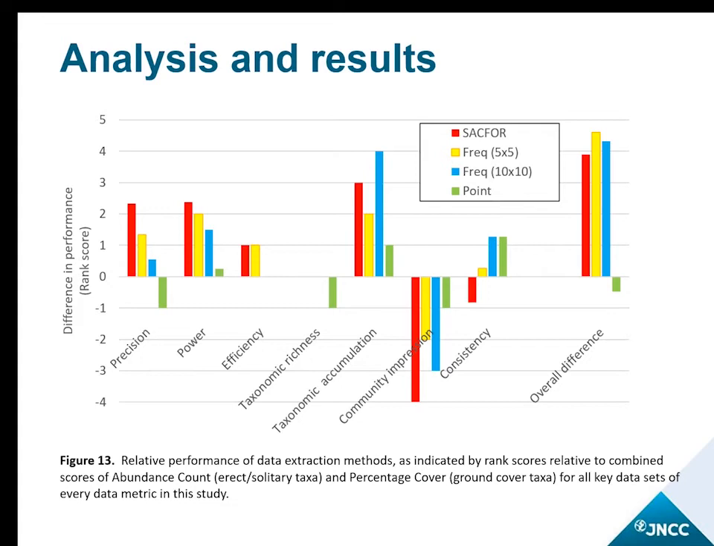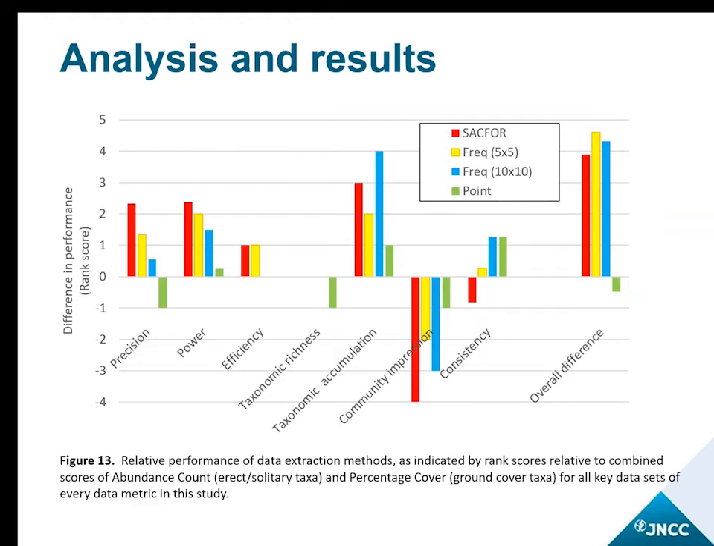What you've got are 4 different colors here. Each one of these bars represents a different one of those methods of enumeration and how it performed using rank scoring relative to the status quo. So we see, if you just look at precision, SAC4 does relatively better than what we currently do, as does the frequency grid, as do both frequency grids, but the point data has a poorer level of precision. You see a similar effect with power. Everything's more powerful than doing what we were doing before. In terms of efficiency, only SAC4 and the small frequency grid were more efficient.